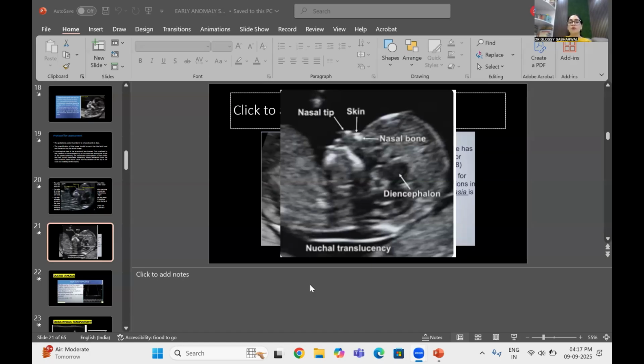3D probes are more effective when you have to take 3D images and do a mid trimester, the second trimester normally scan. Then the 3D probe is useful because you do the 3D assessment of the face, the mid face and all.